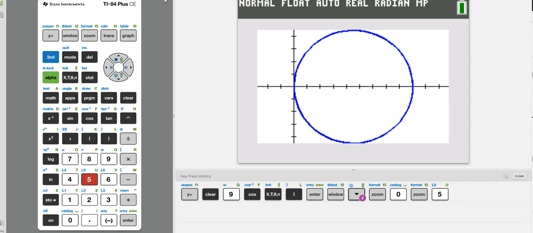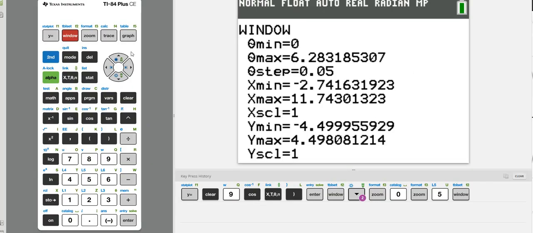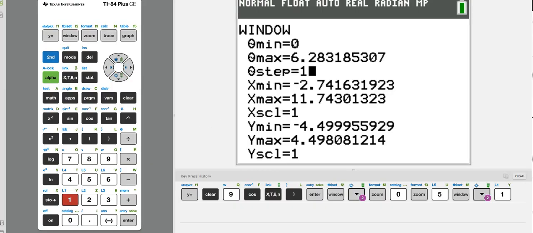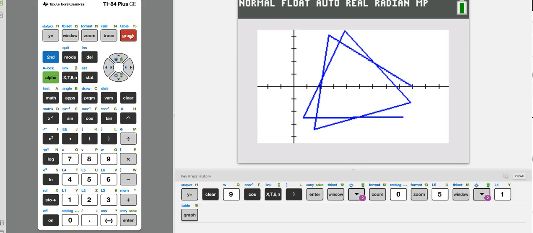A couple other thoughts on your settings here. If I set theta step to be something big like 1, it's going to start out and plot theta equals 0 and then theta equals 1 all the way up to 6, and it's not going to have enough points to actually look like a circle anymore. Kind of looks like a mess. So there's a little trade-off.